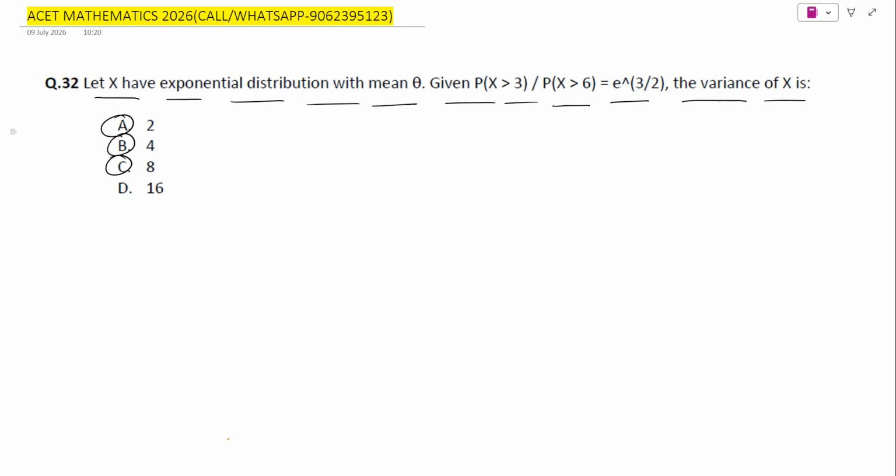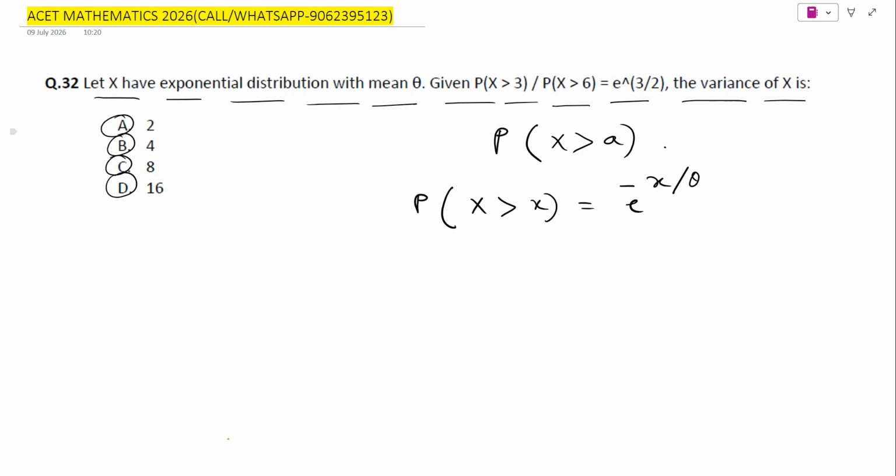There are four options, and we have to calculate the correct one. Look, whenever you see probabilities of the form X greater than a, immediately think of the survival function of the exponential distribution. For an exponential random variable with mean theta, probability of X greater than x is equal to e to the power minus x by theta. This is one of the most important formulas in probability.